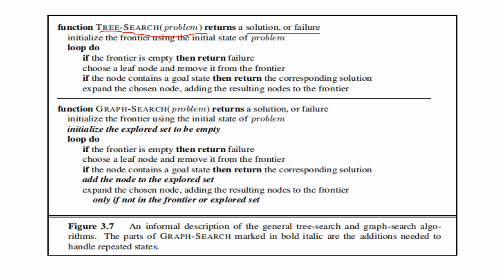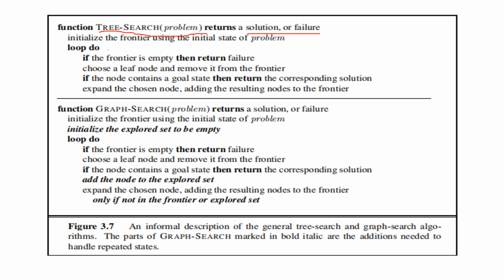If the frontier is empty, then return failure. That means if there is no node left to explore, then no solution exists and it will return failure. Then choose a leaf node and remove it from the frontier. Leaf node means a node with no children yet. So the chosen leaf node is removed from the frontier.